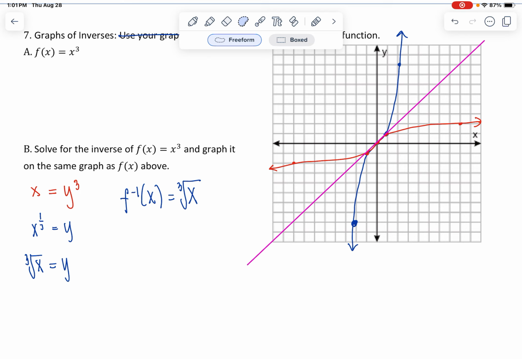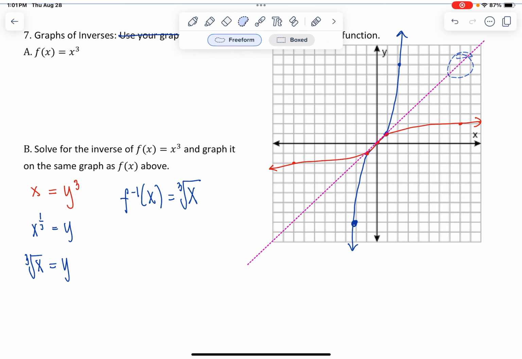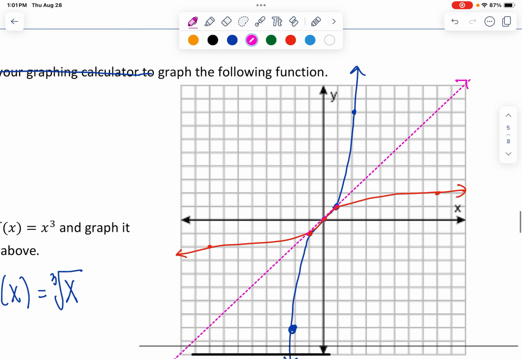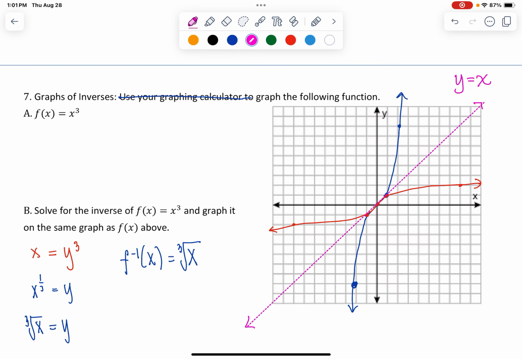Let me change this to a dashed line because otherwise it's saying that it's part of the graph, which it's not, okay? All right, so that's the line that it's reflecting over. That line, once again, has a slope of 1 and a y-intercept of 0, so it's the line y equals x.